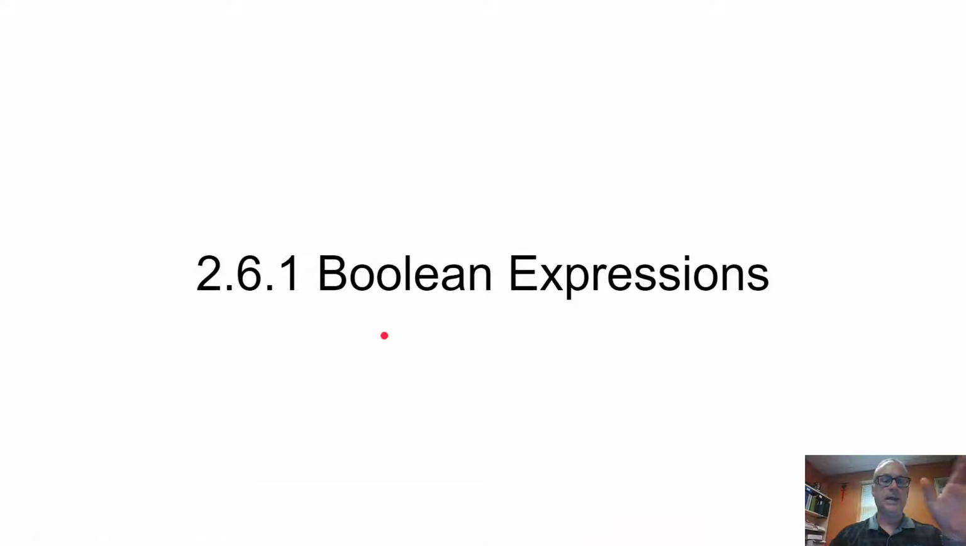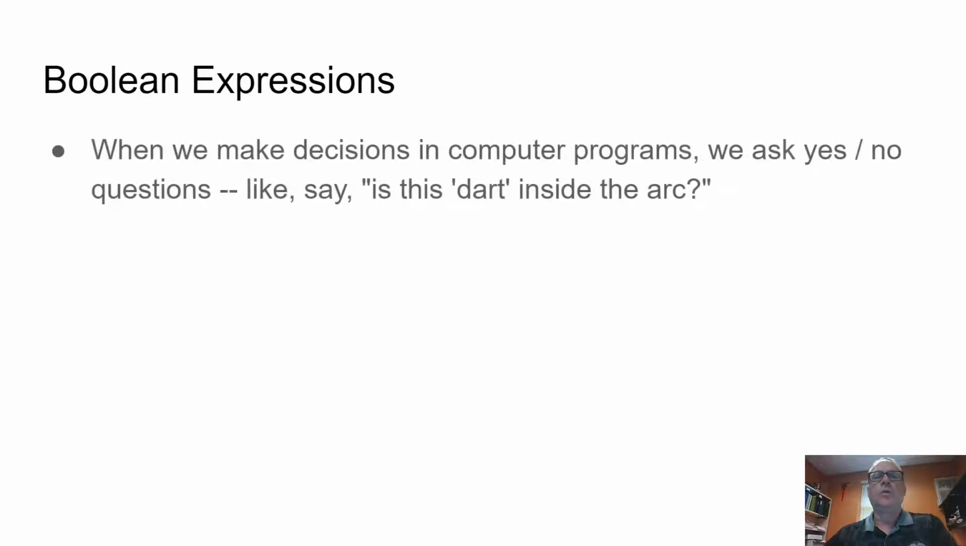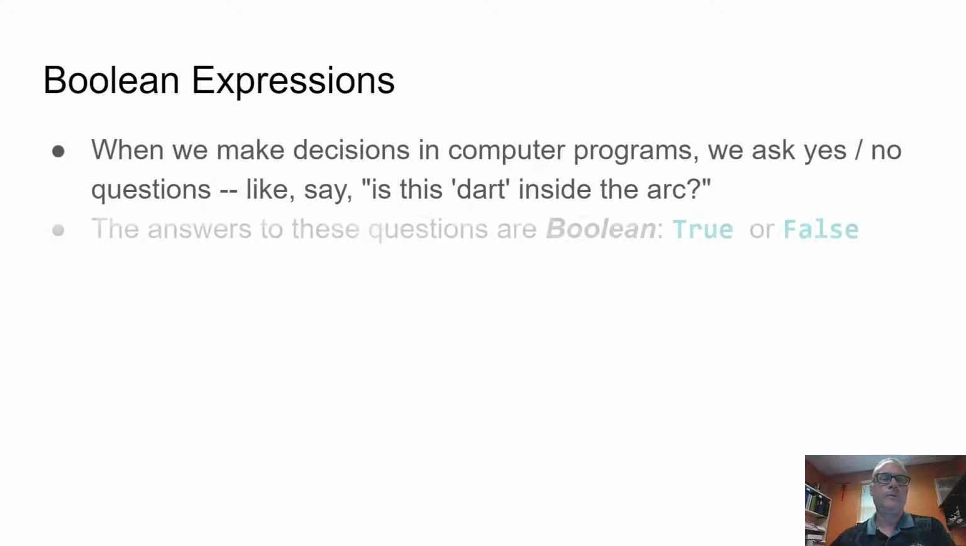As we said in the last video, what we're going to need to do for this Monte Carlo simulation is to determine whether or not points, or darts, are inside an arc or not. So to get there, we have to take this detour through what are called Boolean expressions. When we want to make decisions in our computer programs, we generally ask yes or no questions, like, hey, is this dart inside the arc? And that will be either, yeah, it is, or no, it's not, yes or no.